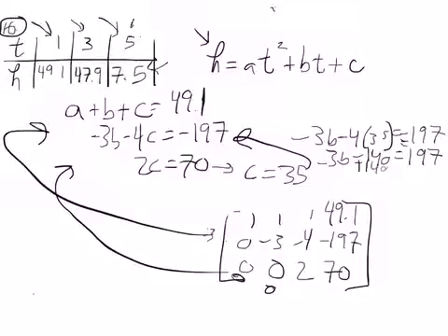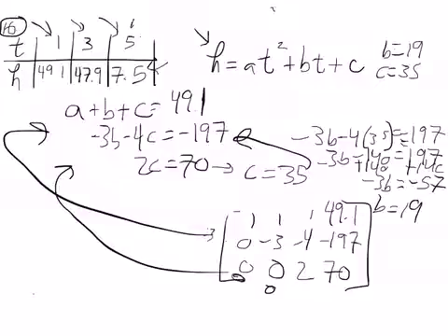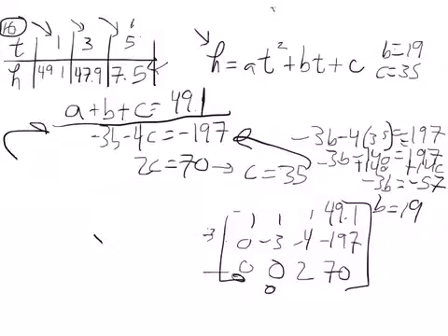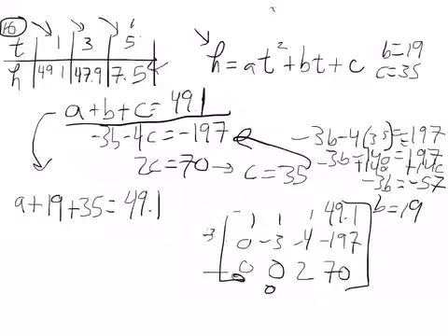Add 140 to both sides. Negative 3b equals negative 57. Divide both sides by negative 3, and b equals 19. So far I know that c is 35, b is 19, and now I can use both of those pieces of information to get a. So I'm going to erase a little bit more, give myself a little bit of space, since I have a very limited workspace. So that means that a plus, let's see, b is 19, plus c is 35, equals 49.1.